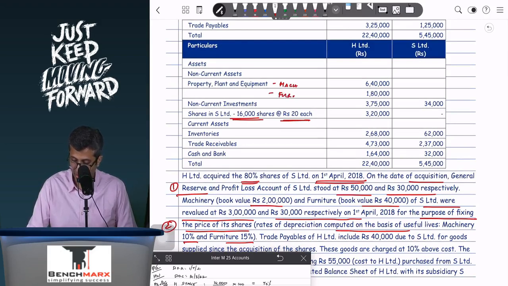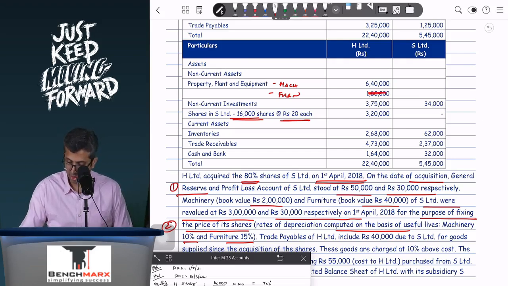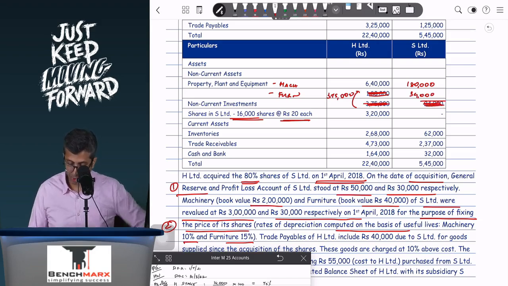This is furniture. I guess this is, I think, yeah. Just a second. I think there are some changes over here. This is 6,40,000 and I guess this is 1,80,000 over here. Then this is coming one line above, 375 and 34. So the furniture over here is 3,75,000 and furniture over here is 34,000. Sorry. So over here this is the case.